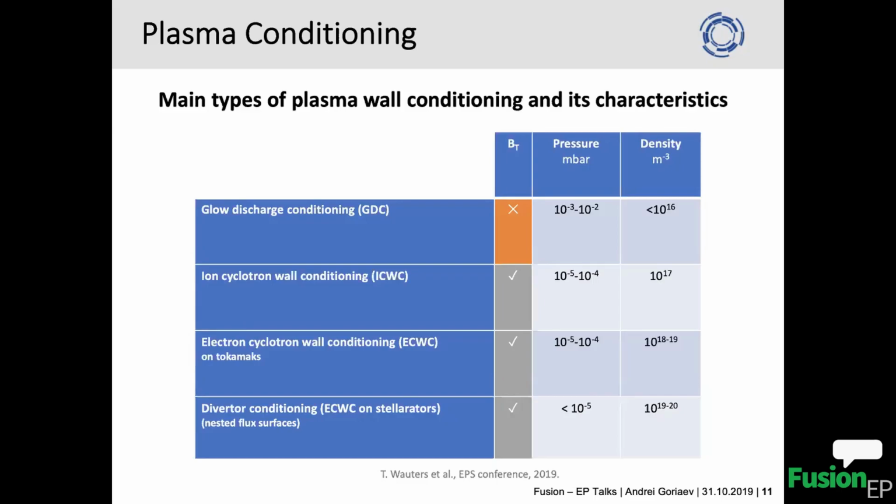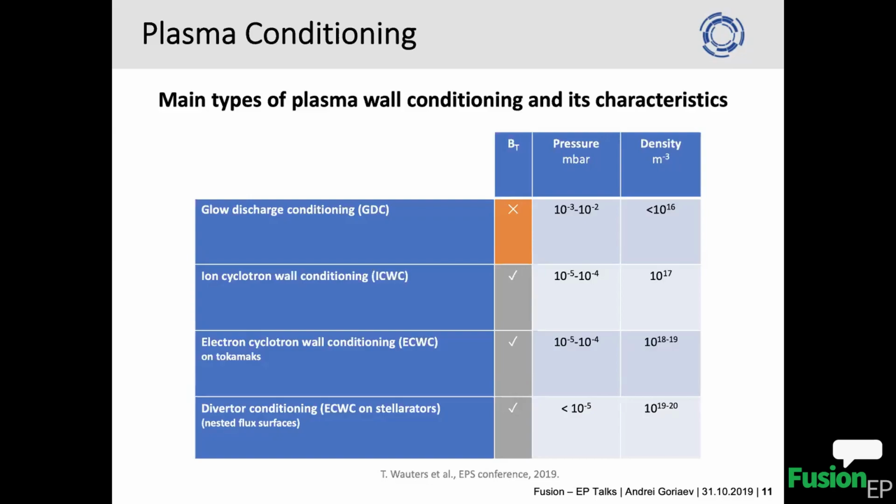So glow discharge conditioning, let's say, covers most of the plasma facing components during its application. And for instance, for ion cyclotron and electron cyclotron, it depends on the magnetic field configuration, and on density, and it depends on the neutral fluxes which you produce during this type of wall conditioning.